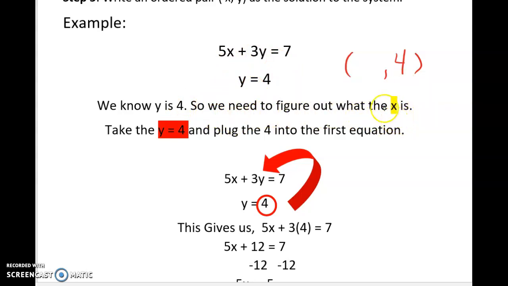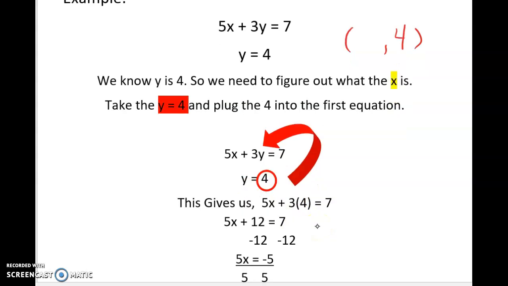So we're going to solve for x, and we're going to do that by taking y, the 4 value, and plugging the 4 into the first equation. So since we know y is 4, we're going to take the 4 out of the second equation and drop it in place of the y. And then we rewrite it so that it gives us 5x plus 3 times 4, because up here it told us 3 was being multiplied times y equals 7. Now we can solve that equation.